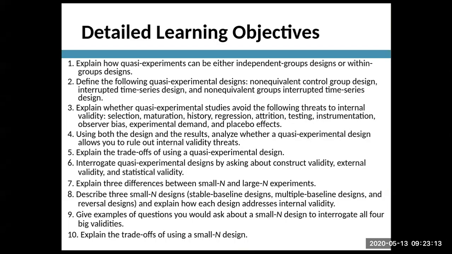Then I will talk about whether quasi-experimental studies can avoid internal validity problems. We know that the selection effect is a possible problem when it comes to internal validity, but what about the other types of internal validity problems that we talked about? Is there a problem with maturation, history, regression, attrition, testing, instrumentation, observer bias, demand, and placebo effects? We will explore. Looking at design and results, I will ask you guys to analyze whether a quasi-experimental design allows you to rule out these internal validity threats.